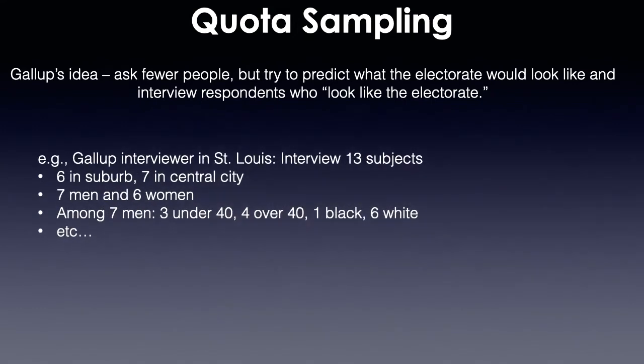An example helps illustrate. An interviewer for Gallup assigned to St. Louis was told to interview 13 people, but not just any people. Instead, they were told to interview specifically 6 people from the suburbs and 7 from the central city. In addition, 7 had to be men and 6 women. Among the men, 3 had to be under 40, 4 above 40, and so on. The basic idea, known as quota sampling, was to define a quota that each interview had to satisfy so that when the results were added up, the total would reflect the views in proportion to the devised quota.